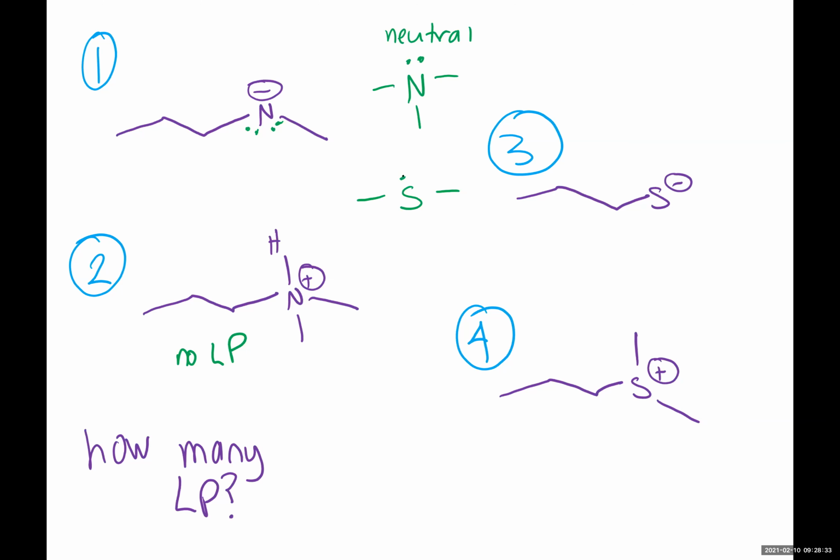Our sulfur with a negative charge has 1 bond to a carbon. How many lone pairs should it have? 3.